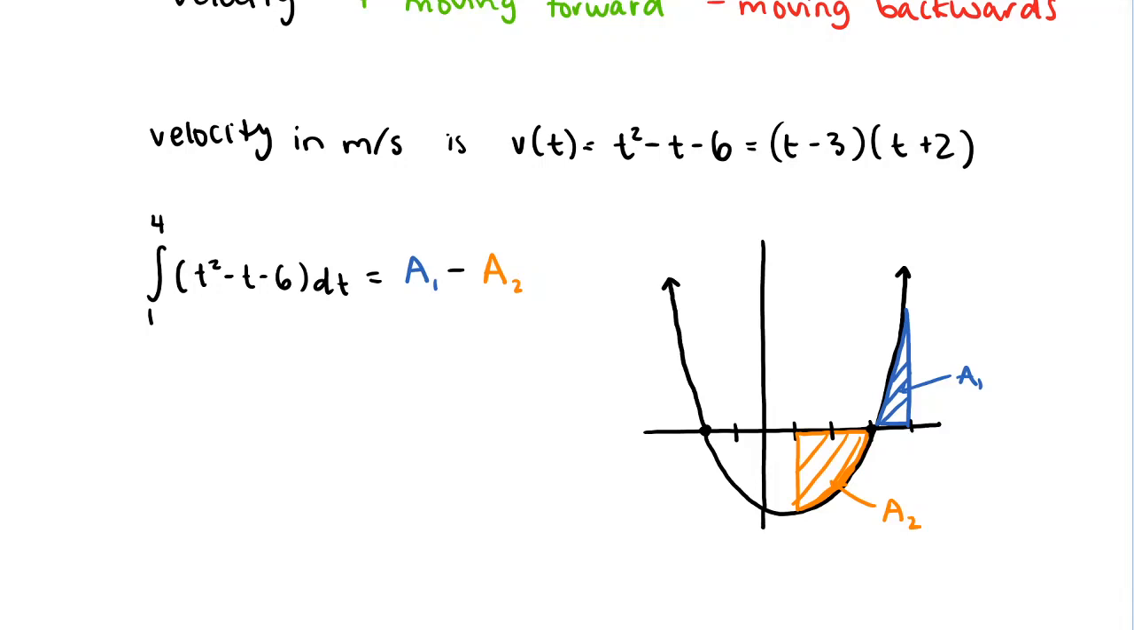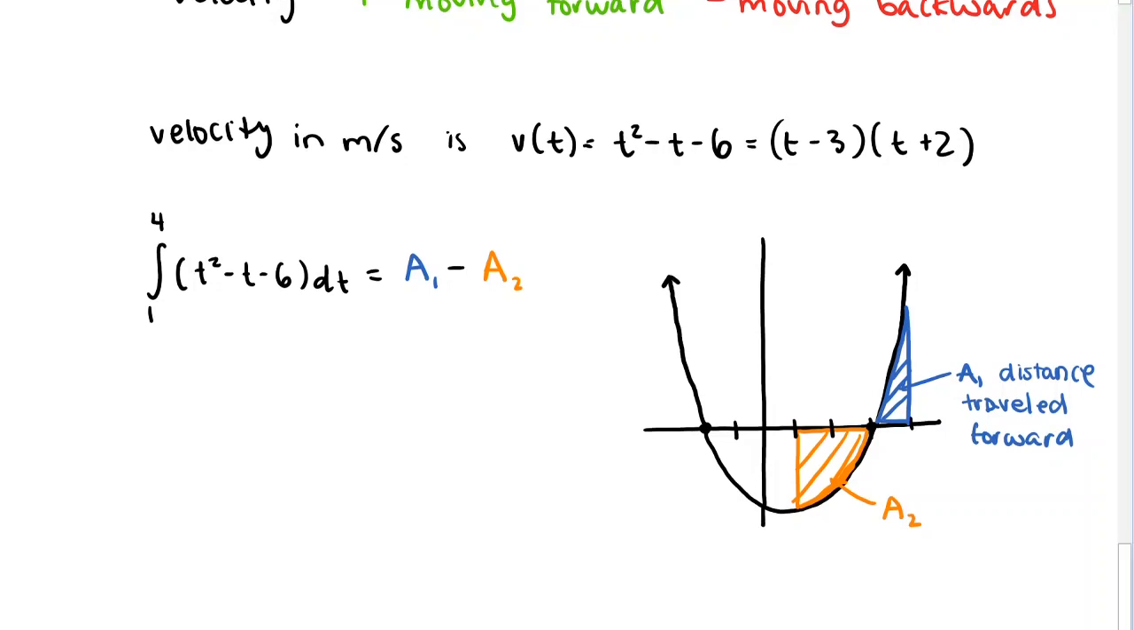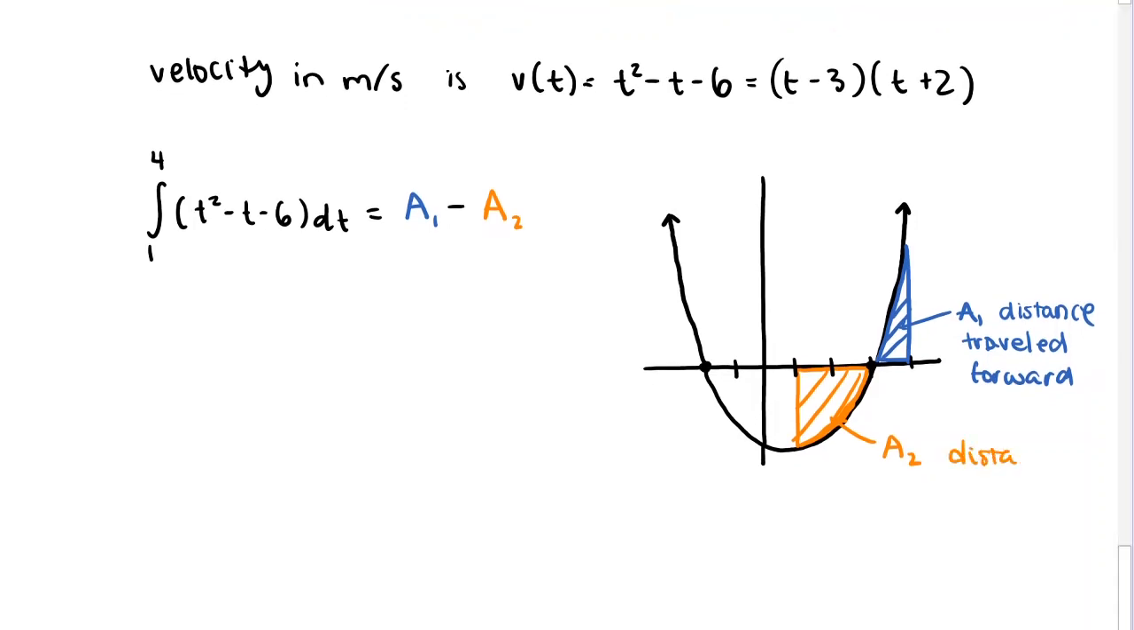And so we've talked a little bit about the relationship between the area under the curve of a function and a velocity function, and here, at least this area in blue, because it's the area under the curve of a section of the graph that's entirely positive, this is really telling us the total distance traveled forward, whereas A2 is measuring the distance traveled backwards on this interval.